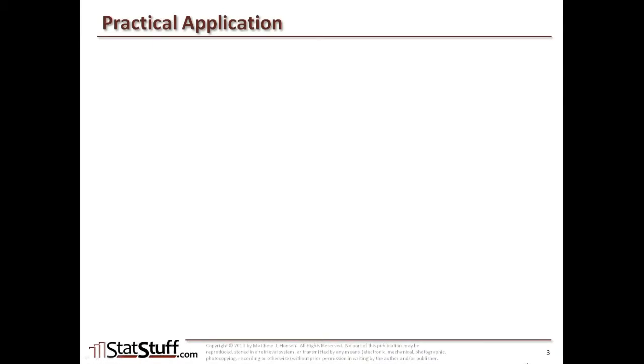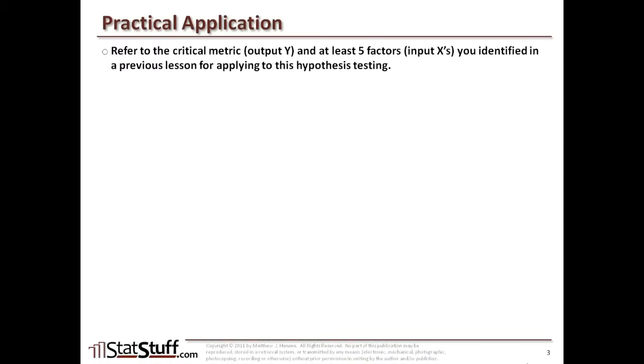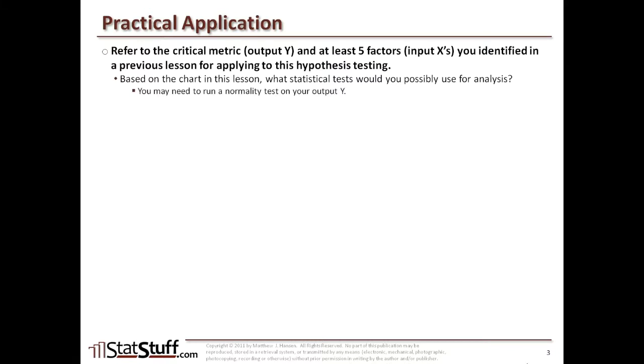All right, before we close this lesson, let's discuss how we can apply some of these concepts in a practical way. I'd like you to refer back to the critical metric, or that output Y, as well as the 5 factors, at least the minimum of 5 factors, that you might have selected in a previous lesson for preparing us for doing some hypothesis testing. Based off of those factors and the metric that you had selected, I'd like you to go back to the chart that we've reviewed in this lesson and figure out what statistical tests you would possibly use for your analysis.